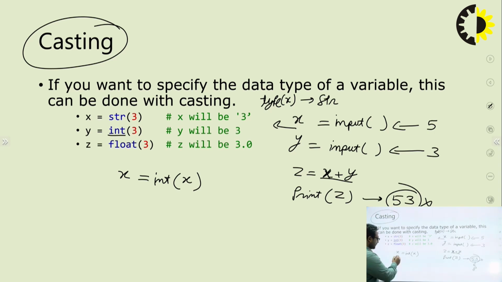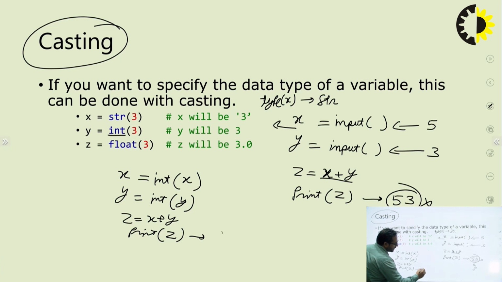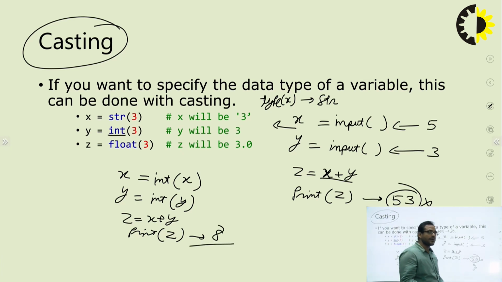Okay, and similarly you can do it for y. y is equal to int(y), and after that I am doing z is equal to x plus y, and if I print z, it is printing 8 now. That is correct. Understand my point?